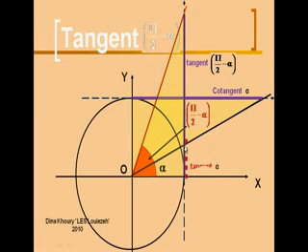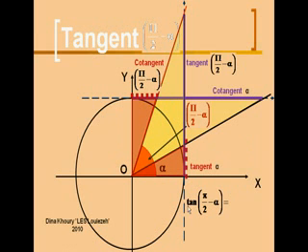Now this part here represents tangent alpha, and this part here, which is the segment, represents cotangent pi over 2 minus alpha. Since these two triangles are congruent, we can say that cotangent pi over 2 minus alpha is equal to tangent alpha. So the formula is: cotangent pi over 2 minus alpha equals tangent alpha.